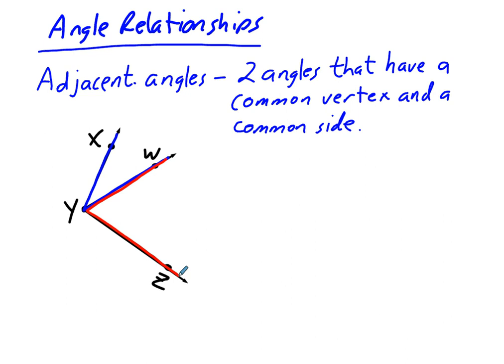If we write those out, the red one is angle WYZ, and then the blue one is angle XYW. Now, if you look at the commonality in these two, they both have that same vertex letter Y right here. And then they both share this side YW. Okay, so that side is used on both angles, right? So those are what we call adjacent angles.